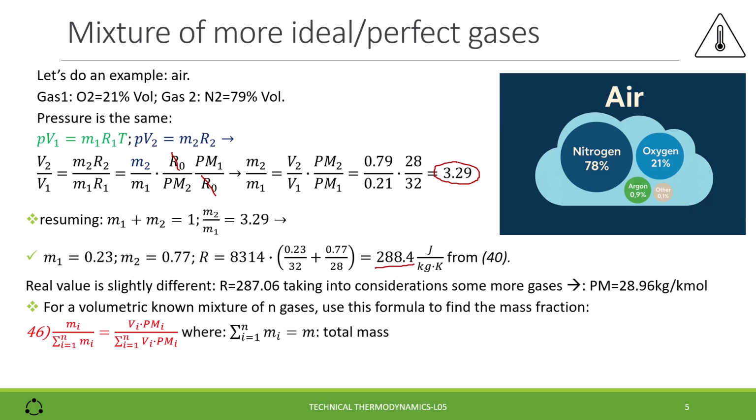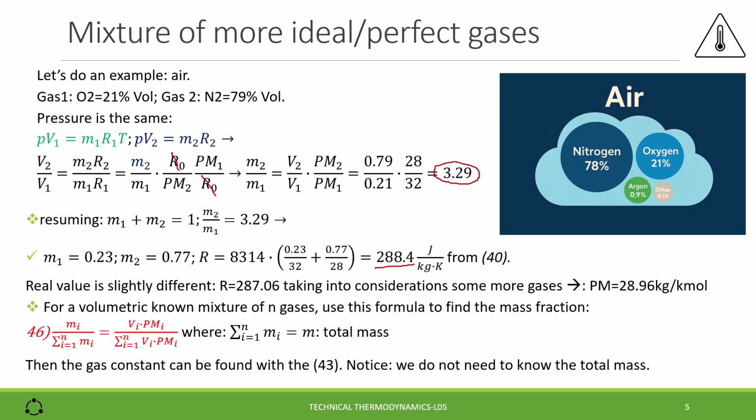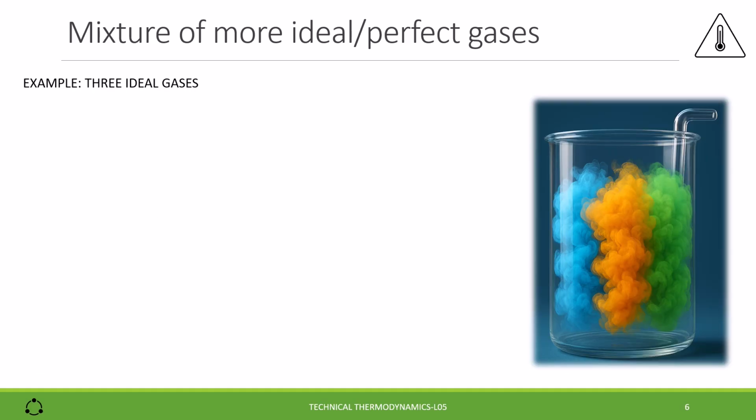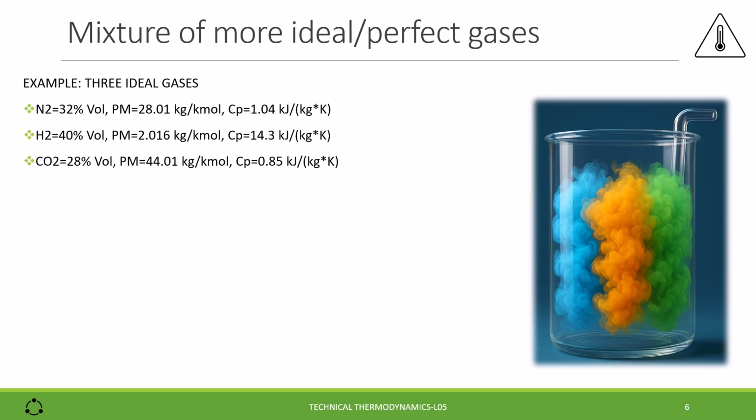For a volumetrically known mixture of n gases, we can use this formula to find the mass fraction, where the sum of the single masses is the total mass. The gas constant can be found with the formula 43 once the mass fractions are known. We notice that we don't need to know the total mass because it can be assumed unitary for the purpose of the calculation.